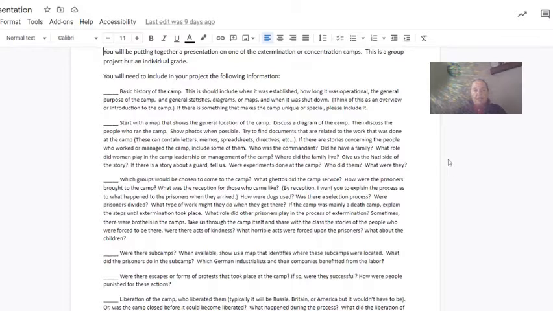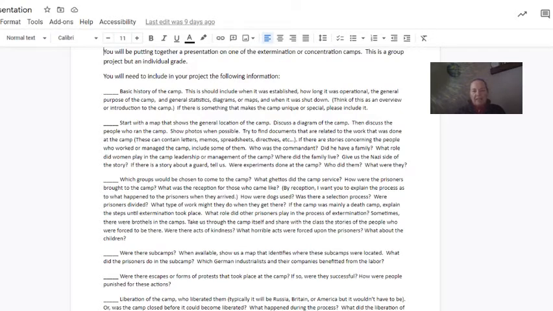The next part, start with a map. You can do that, and it shows the general location of the camp. Discuss the diagram of the camp, so the setup. You're going to want to put the diagram on a slide and be able to talk about it, like what happened here, what happened there in the camp. So you need to understand the process of the camp, and that's what you're going to demonstrate.